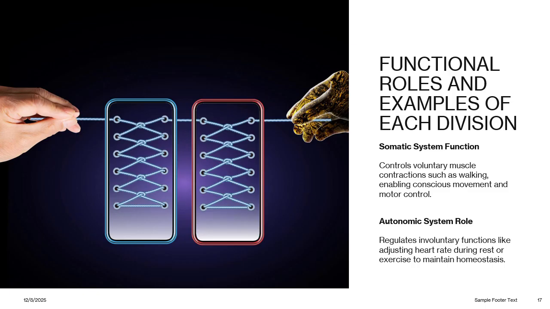So examples include the somatic system controlling muscle contractions during walking, while the autonomic system adjusts heart rate during rest or exercise. So it highlights their distinct yet complementary roles. So we've got the voluntary that are helping us actually do the movement, and we've got the autonomic, which are controlling our heart rate, our respiration, those things that are needed to meet that.